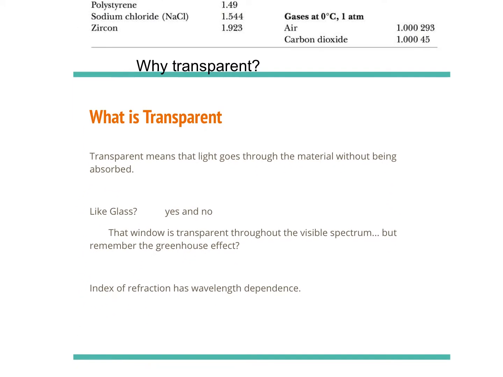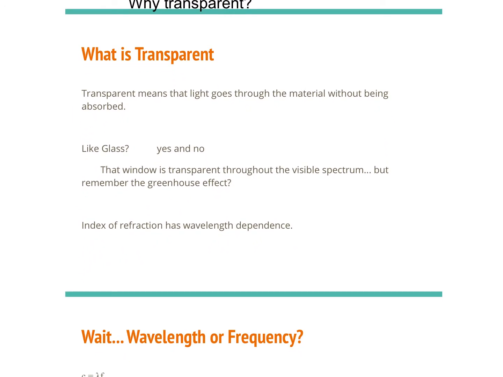We talked about what transparent meant, kind of like how glass in the visible spectrum is transparent, but glass in the infrared spectrum is not. So what you think of as being transparent depends on what type of light you are considering for that substance.